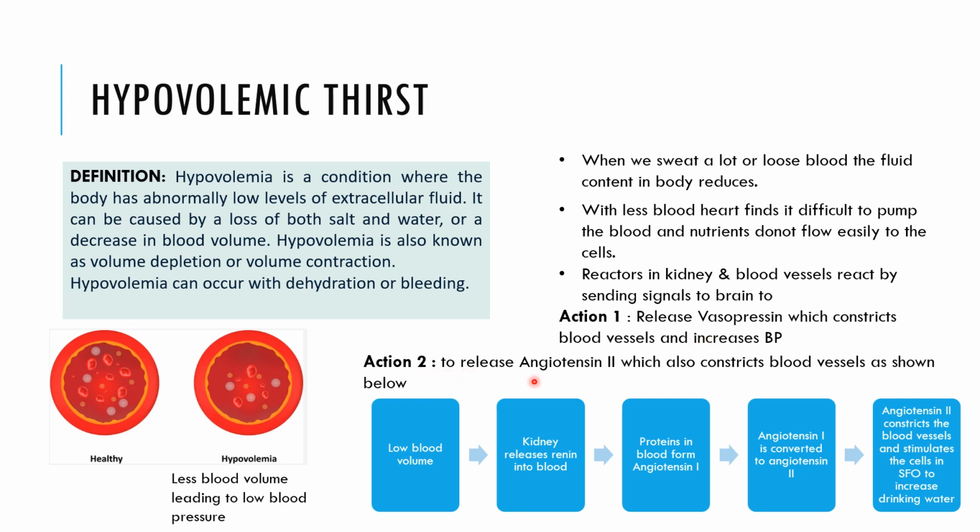The second action is the release of angiotensin 2. So when the blood volume is low, the kidney releases renin into blood. Now the proteins which are there in the blood, they together in association with renin, form angiotensin 1. Then angiotensin 1 is converted into angiotensin 2. And angiotensin 2 constricts the blood vessels, and then it stimulates the cells in the SFO to increase the drinking of water.